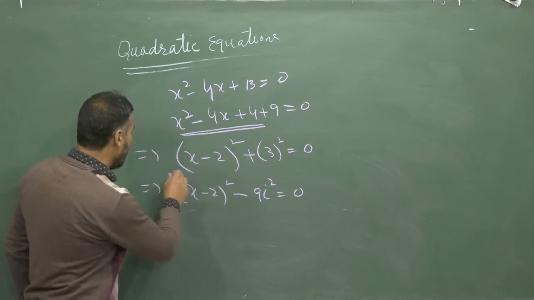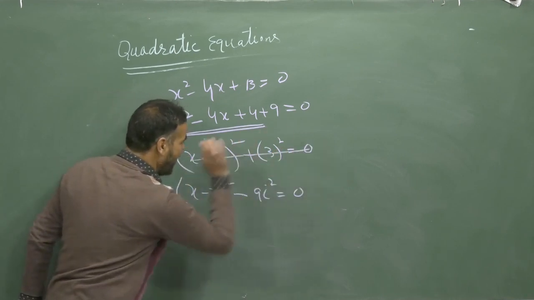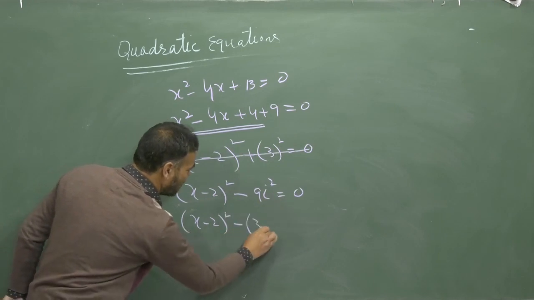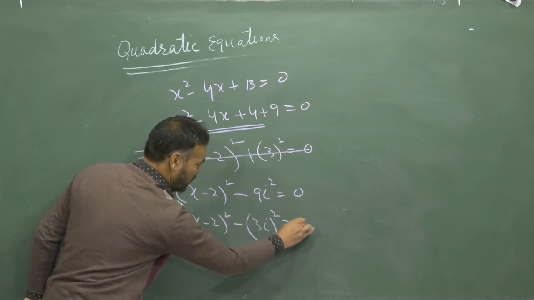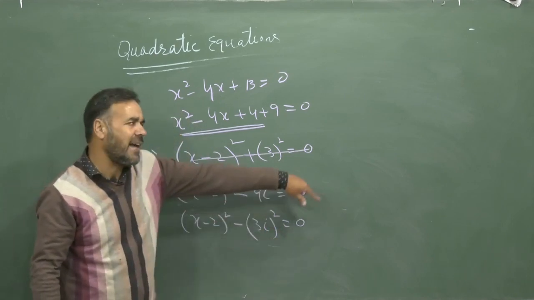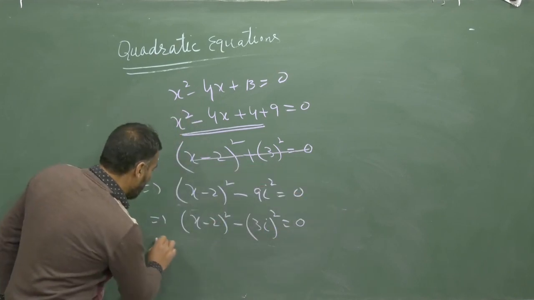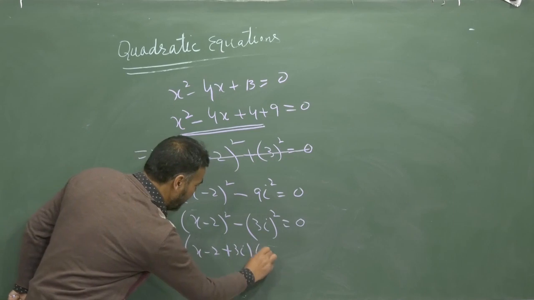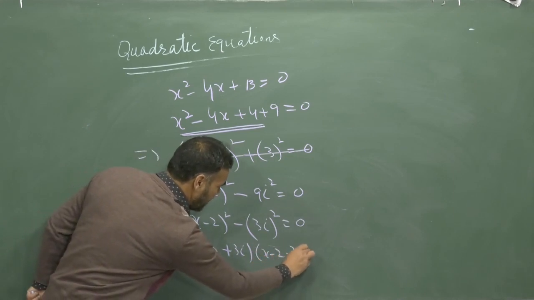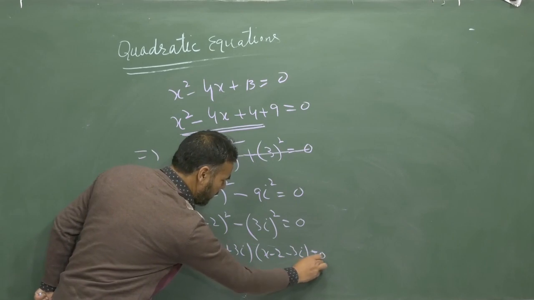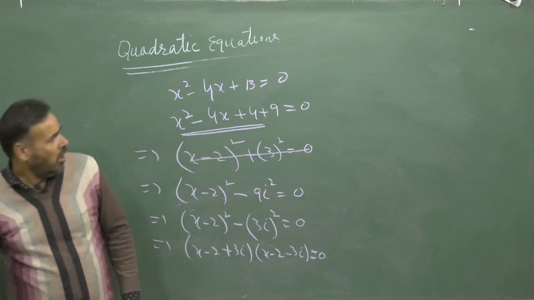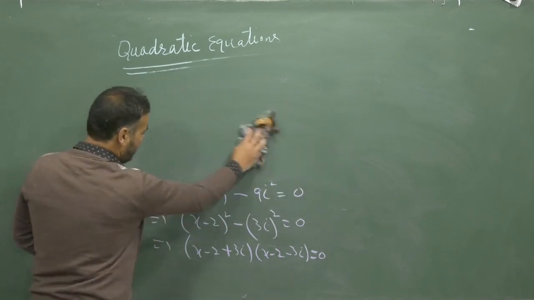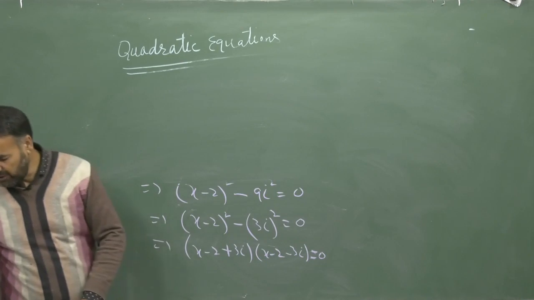Now it is better to eliminate this step, so it is x minus 2 whole square minus 9 iota square, which is now 3 iota whole square, equal to 0. It is again a square minus b square, that is x minus 2 plus 3 iota, and the second will be x minus 2 minus 3 iota equal to 0. So what will be the result? Either this is equal to 0 or this is equal to 0.